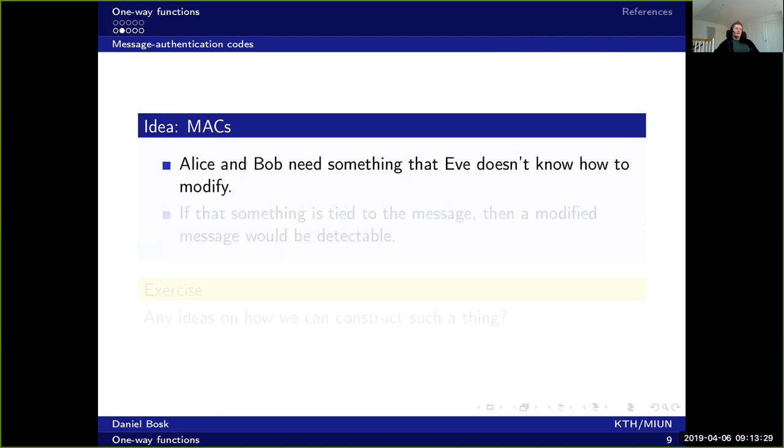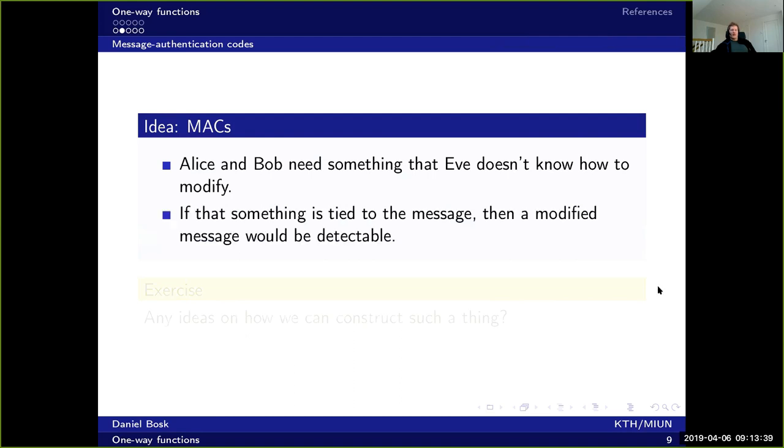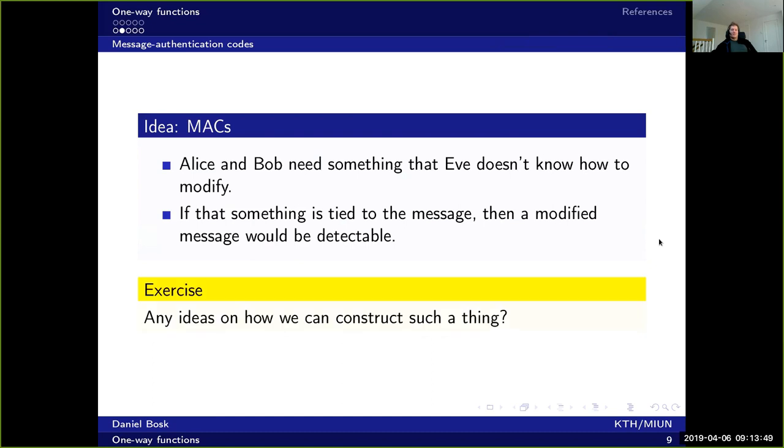So the idea here is message authentication codes. Alice and Bob need something that Eve doesn't know how to modify. And if that something is tied to the message, then a modified message would actually be detectable. Now you have some more hints about how to go about this. So take a few more minutes to think about that.